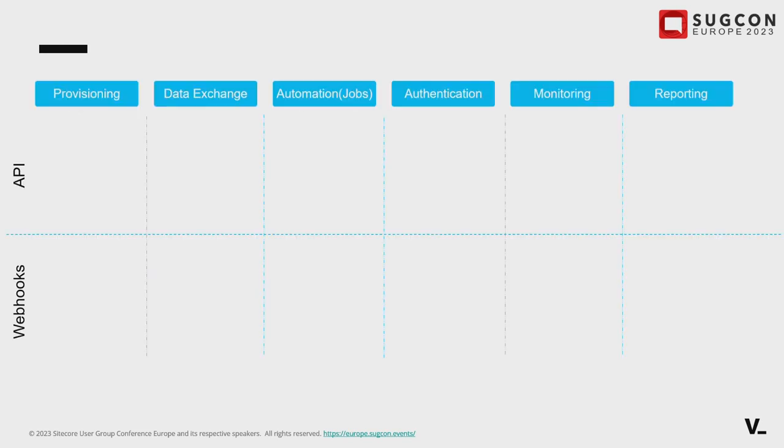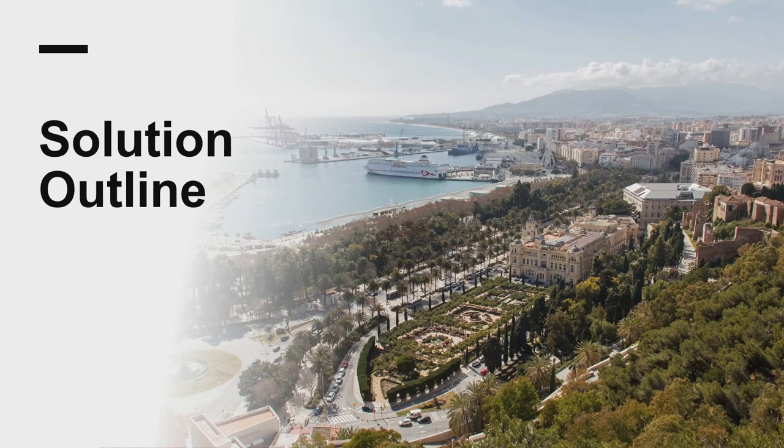So now we have seen about the XM Cloud APIs as well as webhooks. If we are developing some integrations, then when to use what? Say, for example, if our integration is more towards the provisioning, then it is better to use the XM Cloud APIs. And in case the integration that we are developing is more towards data exchange and automation, then the webhook will be the best choice. If the integration is more towards the authentication, monitoring, and reporting, then the XM Cloud APIs is going to be the most suitable one. So let's move on to the solution outline.